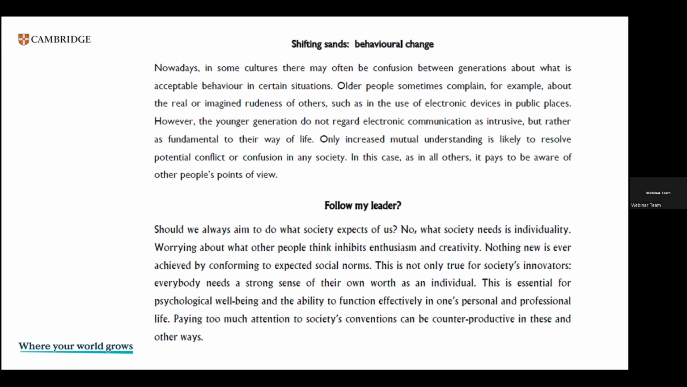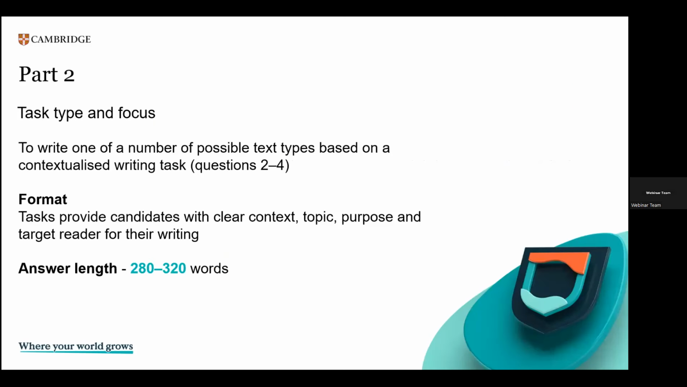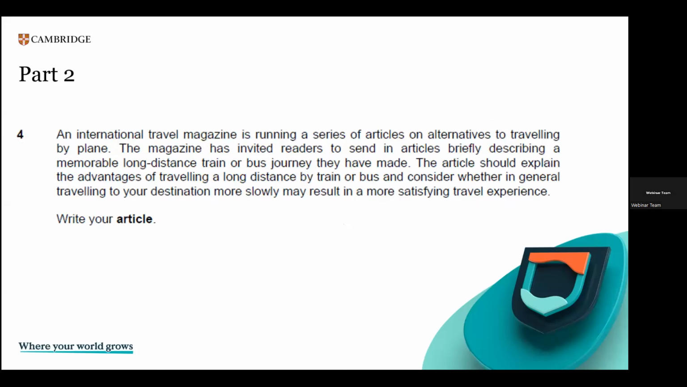In part two, as I said before, your task focus, you're given a choice. You have to write one of these. You won't always find all of them in the text. So you may find that the question is between an article, a letter, and a review, and there's no report. Or there's a letter, a report, and review, there's no article. This means that you need to be proficient in at least two of these text types in order to be able to answer comfortably. Okay. Again, this is an example of a question, and it's asking for an article.